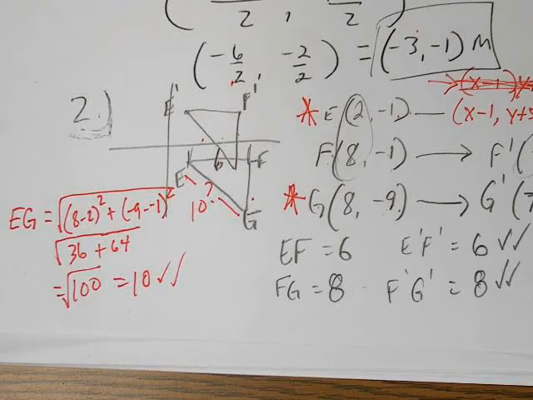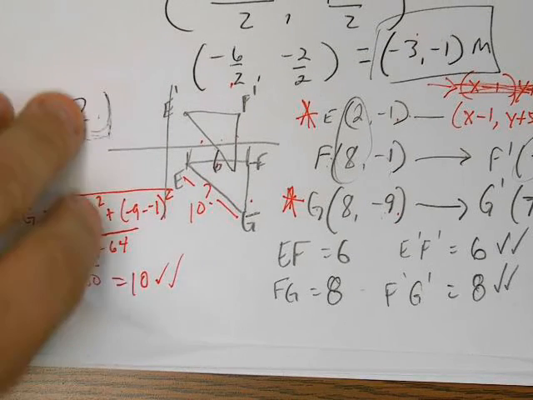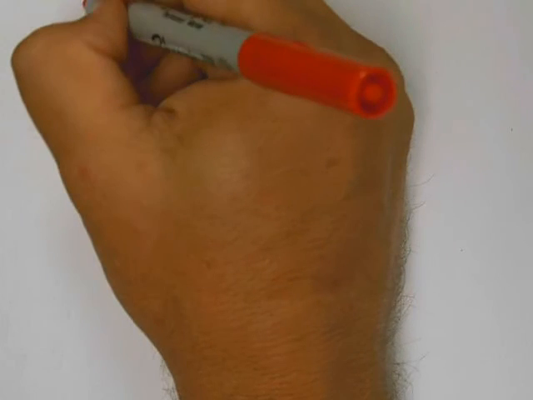All right, are we good? That's all you had to do on number 2. It's kind of a lot, but we don't have to do the angle measures. All right, now let's go to number 3, number 4, dealing with angle bisector.